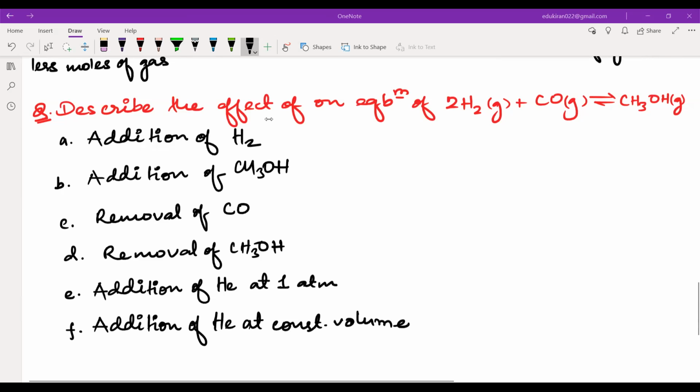Yes, sir. Now tell me, for the C1, what am I doing? Removing CO. So what am I doing? Am I removing reactant or product? I'm removing reactant. So what will happen? Now comparatively, the amount of product is higher, no?